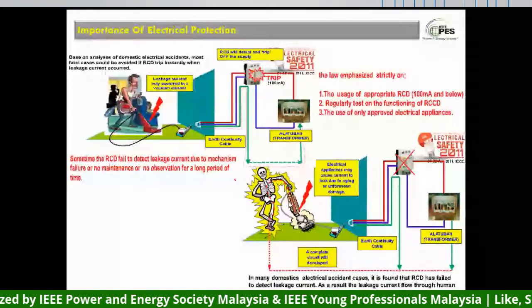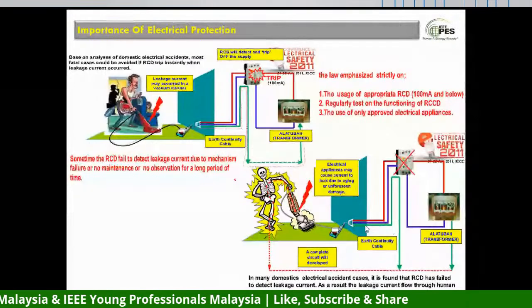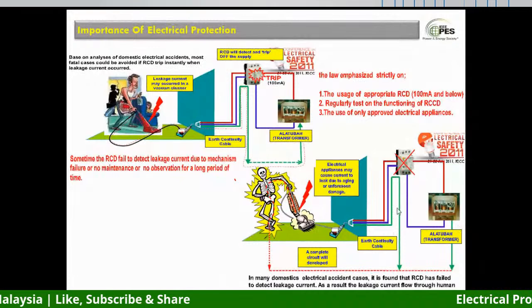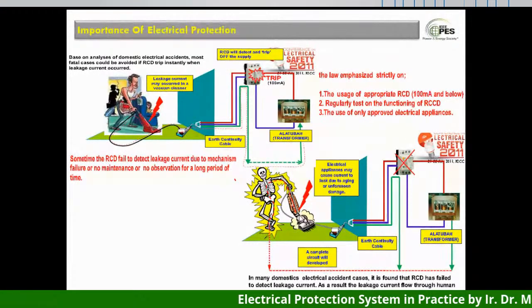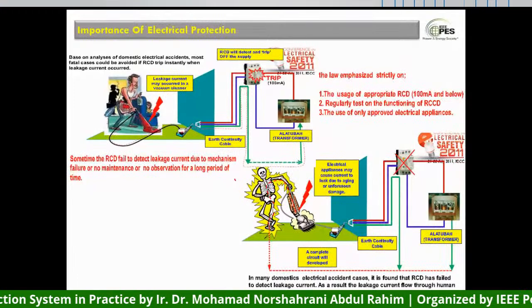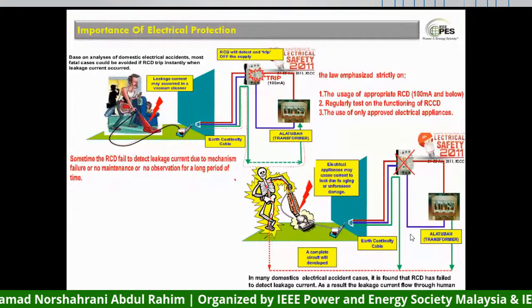Either the equipment fails or the fault current cannot go back to the source, so it will find another way. In this case, you can see that the fault current goes through the body. Our body becomes the conductor for the fault current to return to the source. These are among the examples of how an accident might happen.